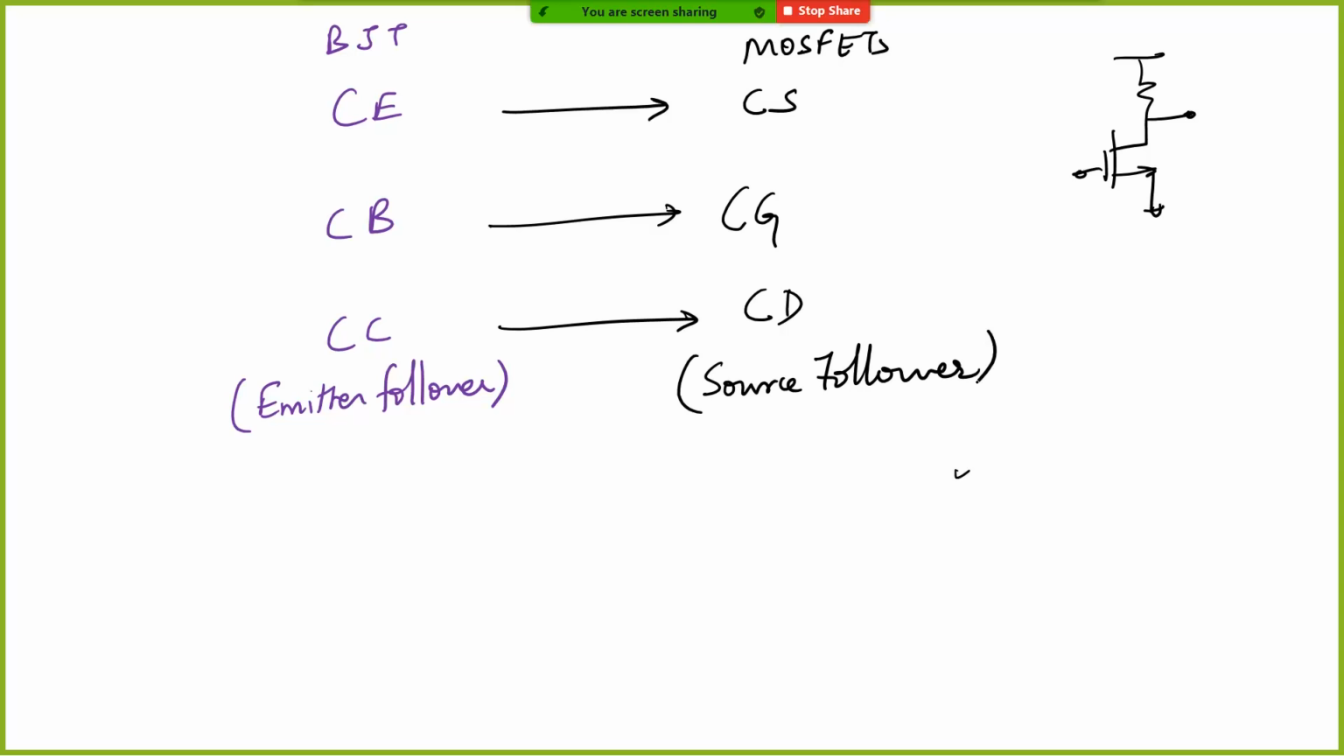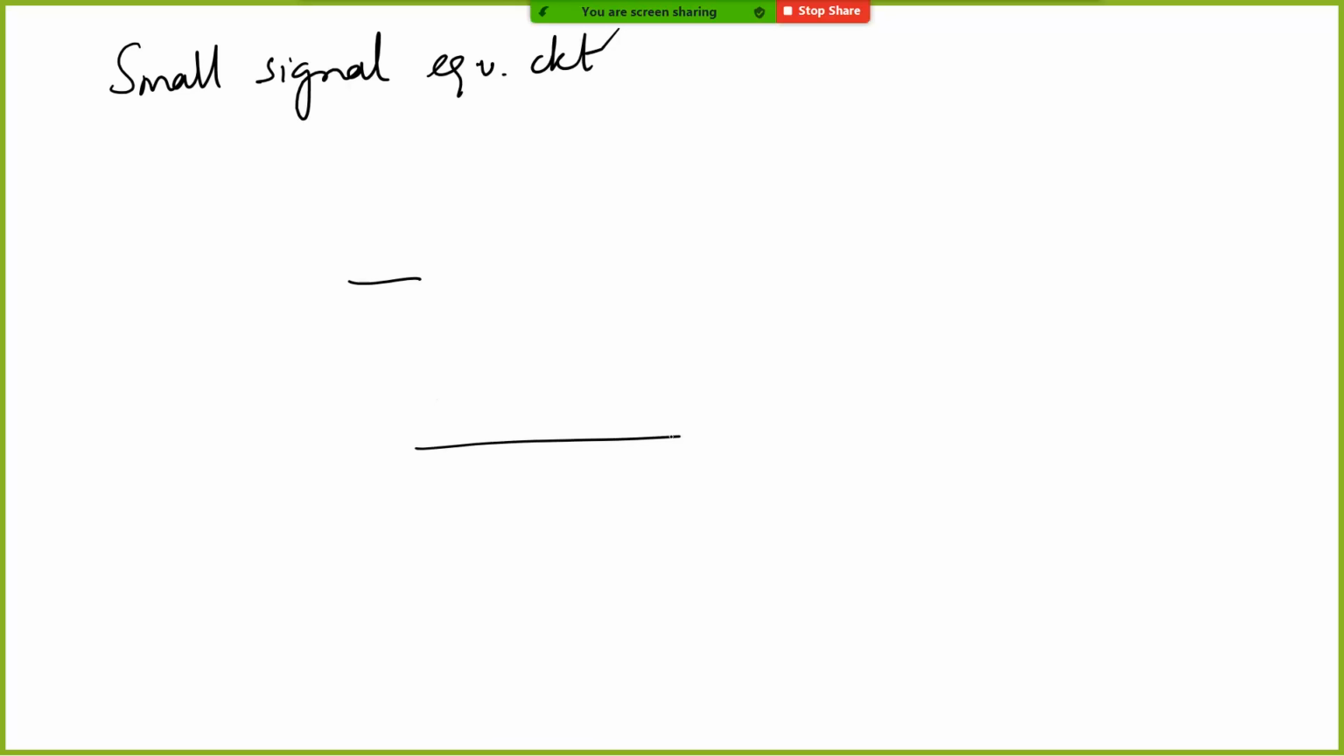Okay, so in the next class, I think I can cover it in one class. Hopefully, we will go through all these three topologies and quickly cover them. Before closing today's class, let me give the small signal equivalent circuit model. The same hybrid pi model we can use. It is very similar.